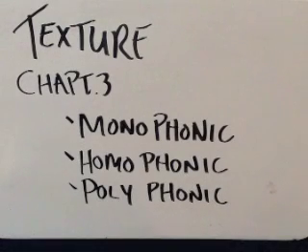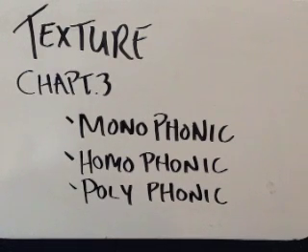Monophonic is music with one melody and nothing else. There's no accompaniment, there's no second melody, there's nothing going on. Gregorian chant is a good example of that. That's called monophonic music or monophony. It's a texture of one melody and nothing else.